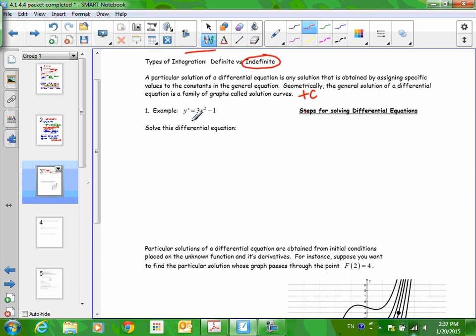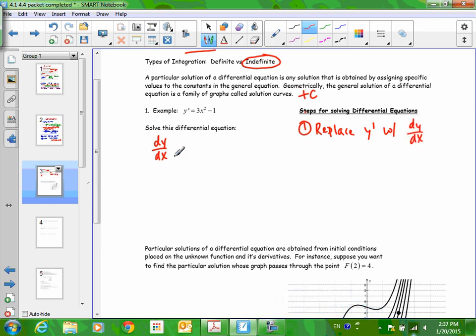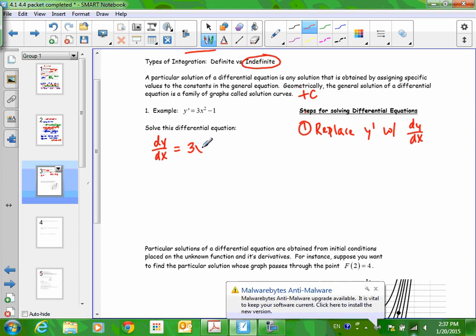What's another way we can write y prime? I'll give you a hint. It starts with a D. dy over dx. And so that's going to be our first step. We are going to replace y prime with dy over dx, and then that's going to equal 3x squared minus 1.